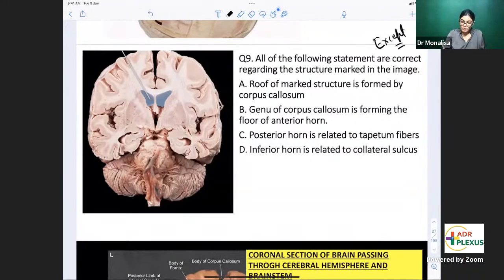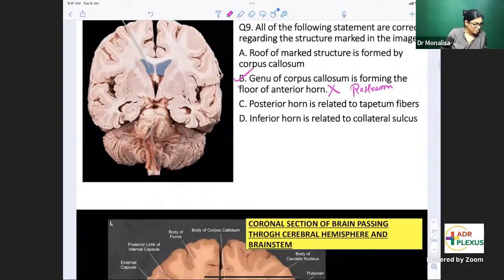So actually, genu of corpus callosum forming the floor is not correct. It should be rostrum. So the correct answer is B. The rest of the options are perfectly correct. I would like to show you several images in which you can get an idea of the relations of the lateral ventricle. Yes, Osama Sheikh, you are absolutely right.